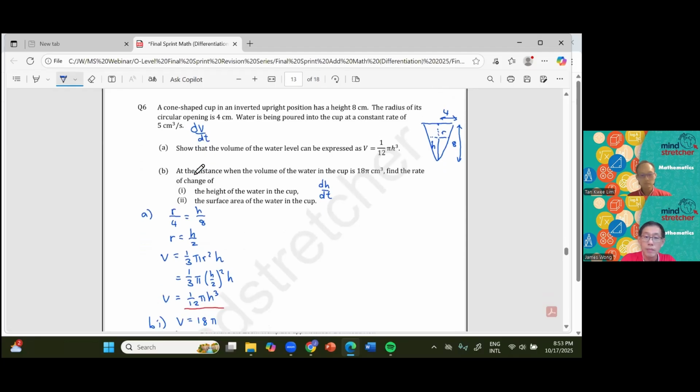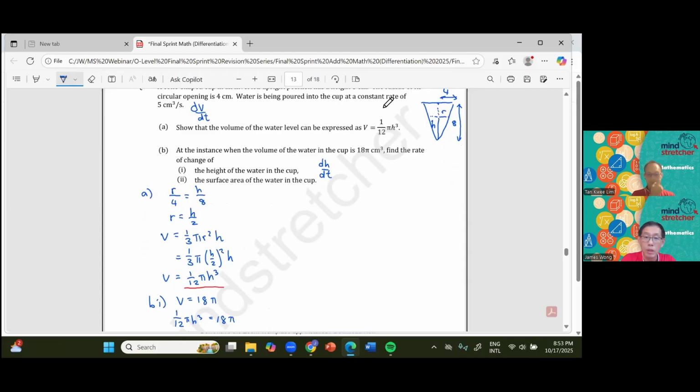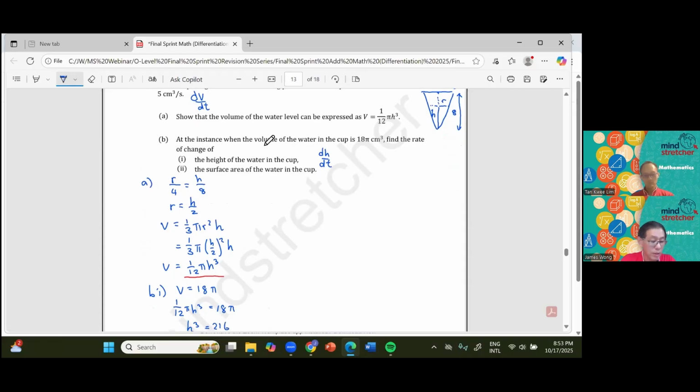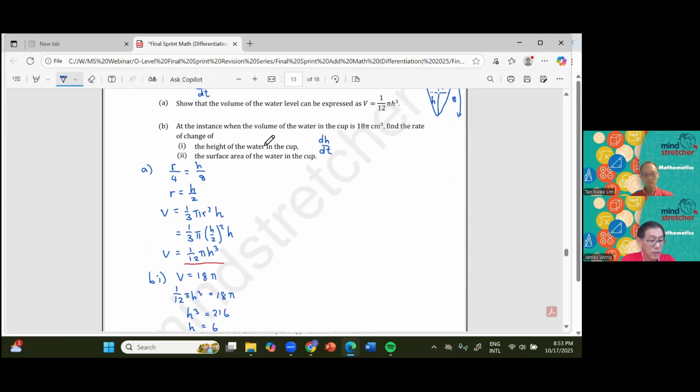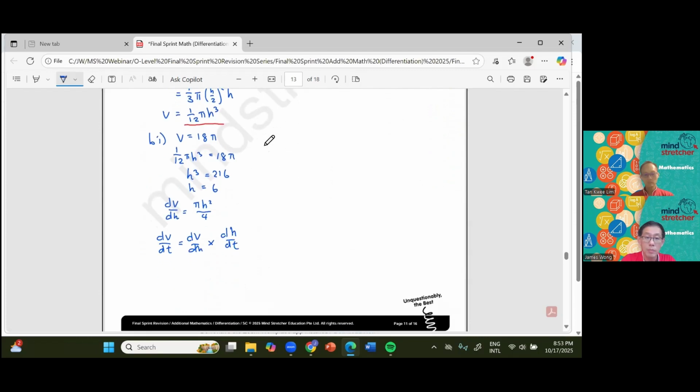So water is being poured into the cup at this constant rate. That means my volume is increasing, right? So I know this dV/dt is a positive value. So this is 5.